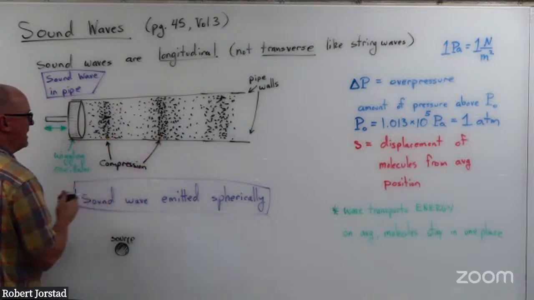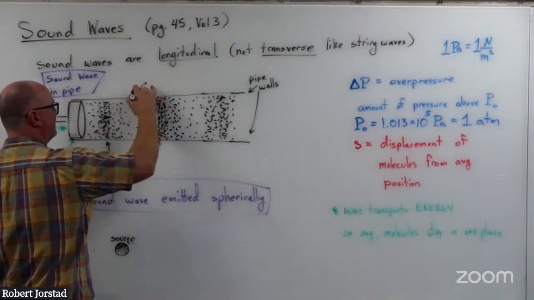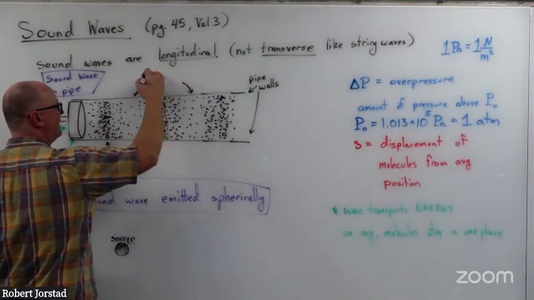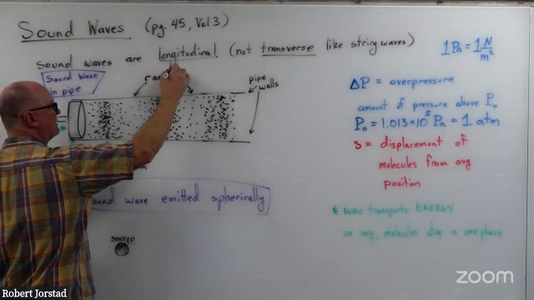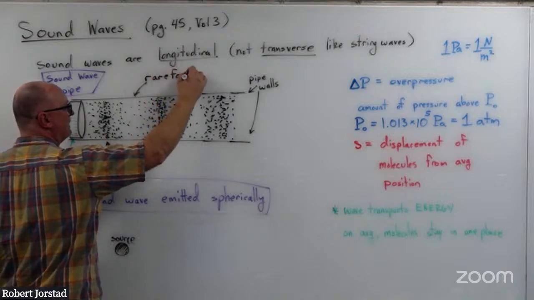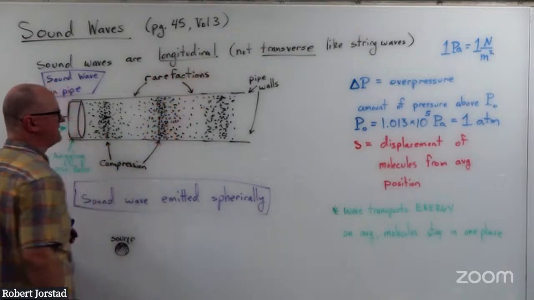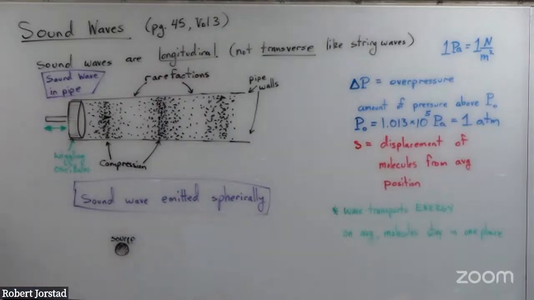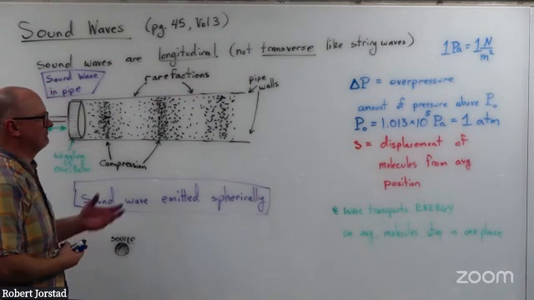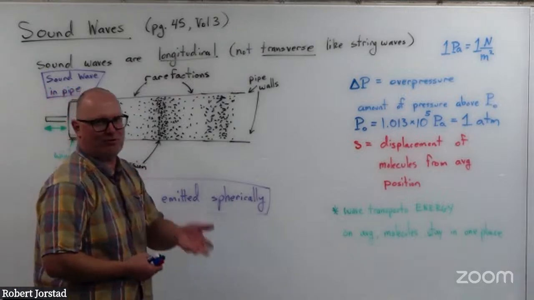And then these areas right here are called rarefactions. Rarefied air. There's less air there than usual. And so immediately this brings up air pressure.